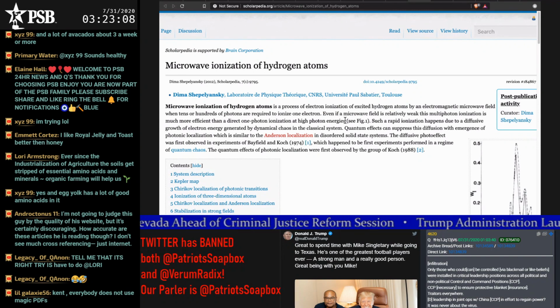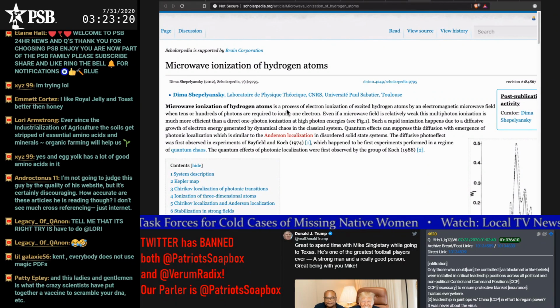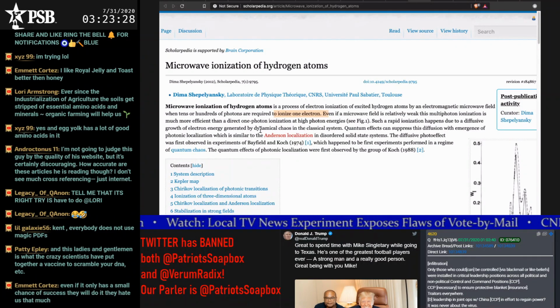The energy of one photon to displace an electron. And this just said that multi-photon ionization is more efficient than a direct one-photon ionization at high photon energies to ionize one electron. Such a rapid ionization happens due to diffusive growth of electron energy generated by dynamical chaos in the classical system. Quantum effects can suppress this diffusion with the emergence of photonic localization, which is similar to the Anderson localization in disordered solid state systems, blah, blah, blah.